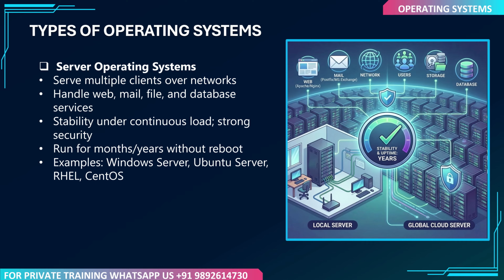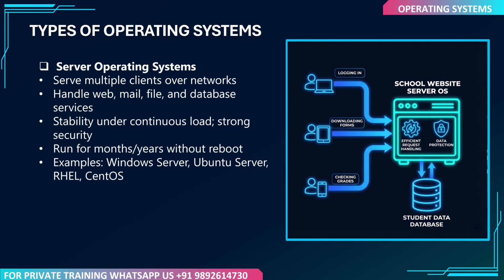A web server might run Apache or Nginx to handle websites, while a mail server could run Postfix or Microsoft Exchange to manage emails. A key feature of server operating systems is stability under continuous load. Servers often run for months or years without rebooting. They also prioritize security and resource management, ensuring that no single user or process can take down the whole system. For example, think of a school website. The server OS manages requests from hundreds of students logging in, downloading forms, or checking grades. It ensures that every request is handled efficiently and that sensitive student data is protected.